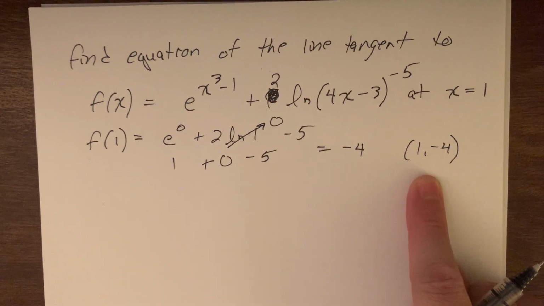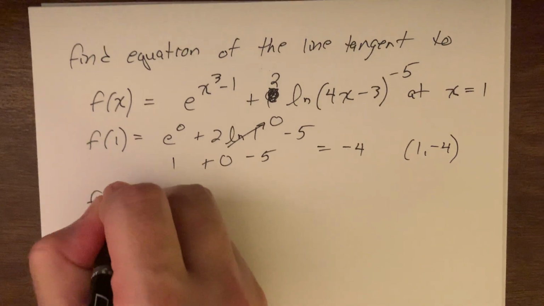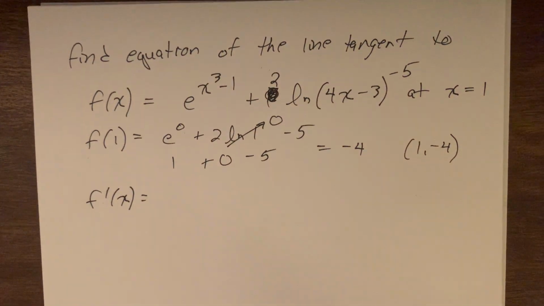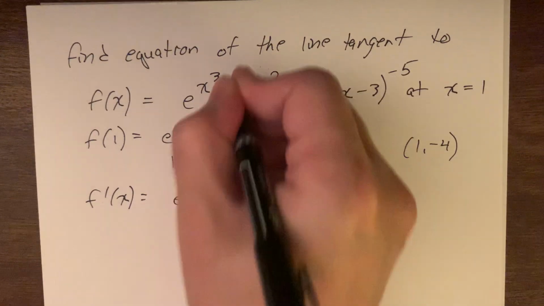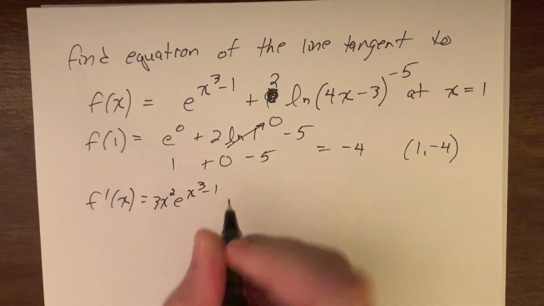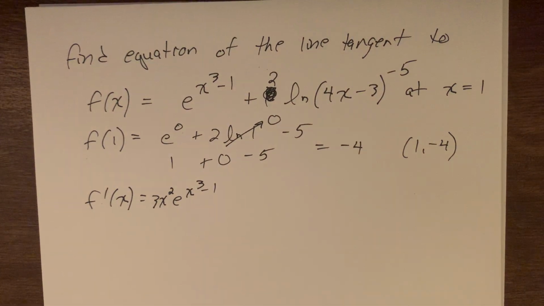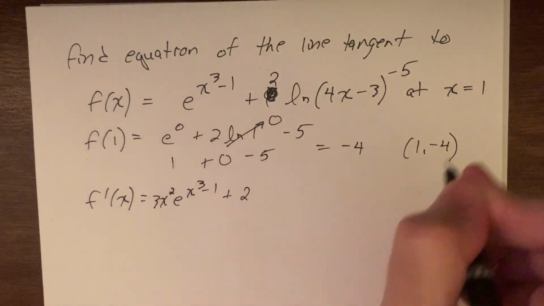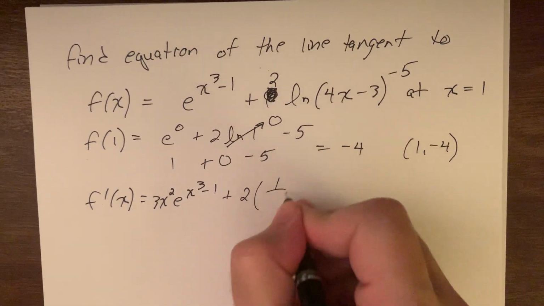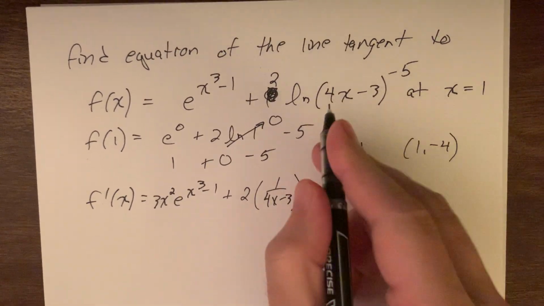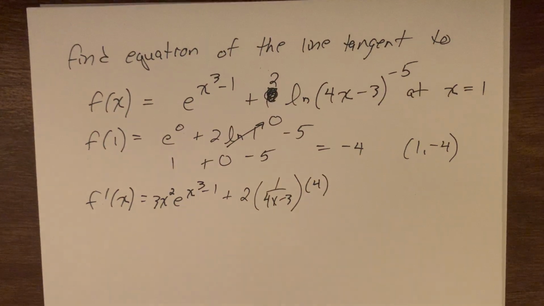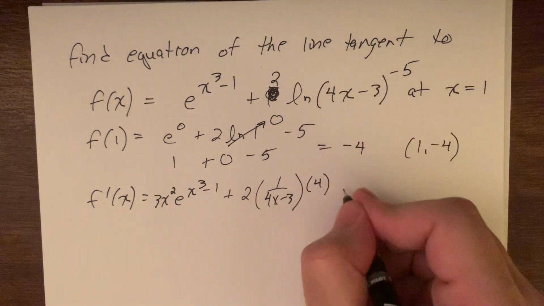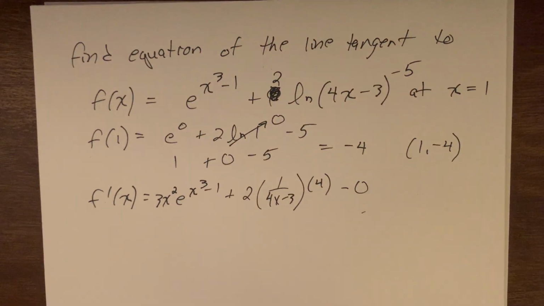Second part, the slope. Well, I need f prime of 1. But I'll start by finding f prime of x. I'll get e to the u, repeats itself, times du. And I'll just move that 3x squared to the front. Plus 2 times 1 over 4x minus 3. The derivative of the log is 1 over, times an extra 4. And the derivative of minus 5 would just be a 0.